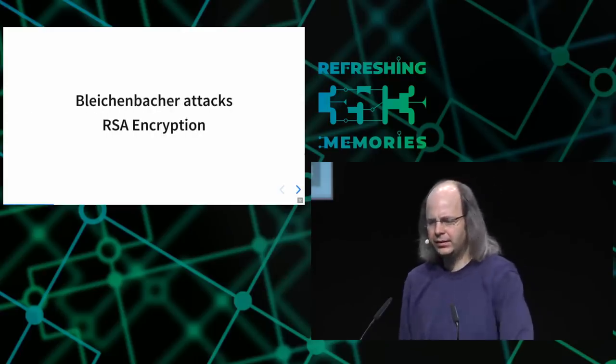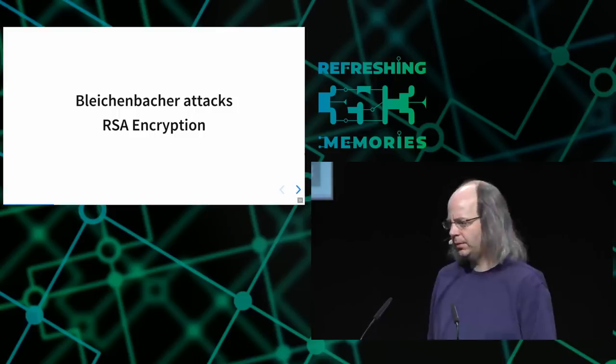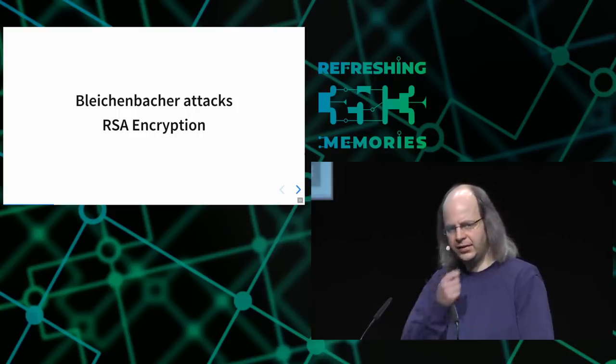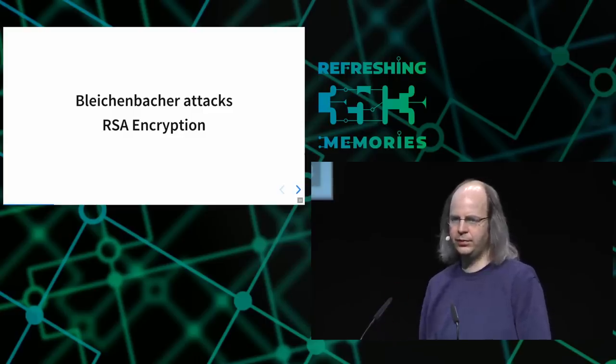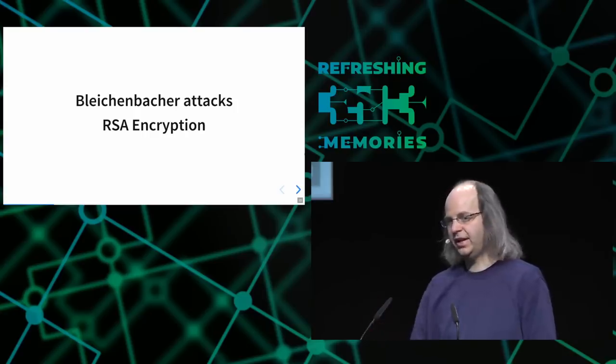Then I want to look at another attack, the so-called Bleichenbacher attacks, and they target the RSA encryption, which is the asymmetric encryption we use at the beginning of a connection to establish a shared key.